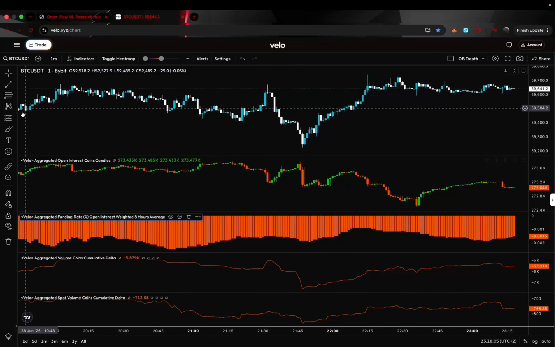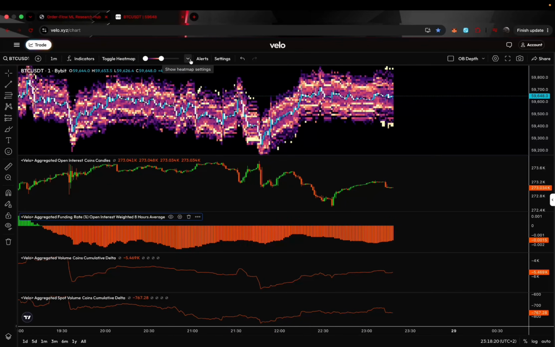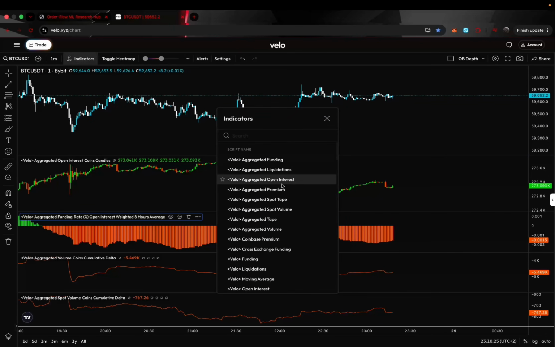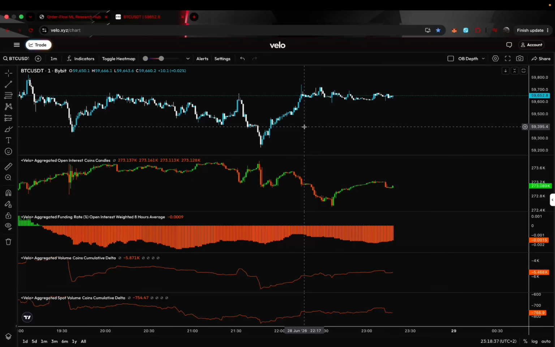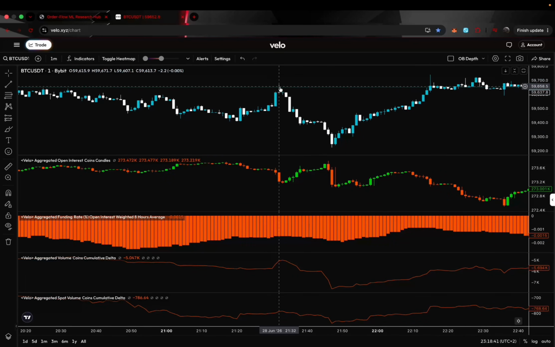If we look at the panes, we have aggregated open interest, aggregated funding rate, cumulative volume delta, spot cumulative volume delta, an order book heat map that you can toggle on and off, and a bunch of other indicators such as liquidations, premium, spot tape, whatever, okay? To give you a rough idea of how you would use order flow, let's look at this example.